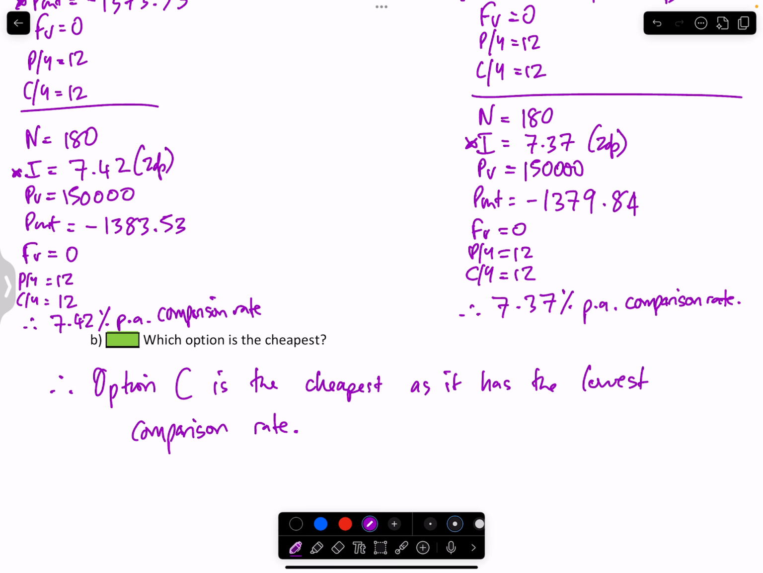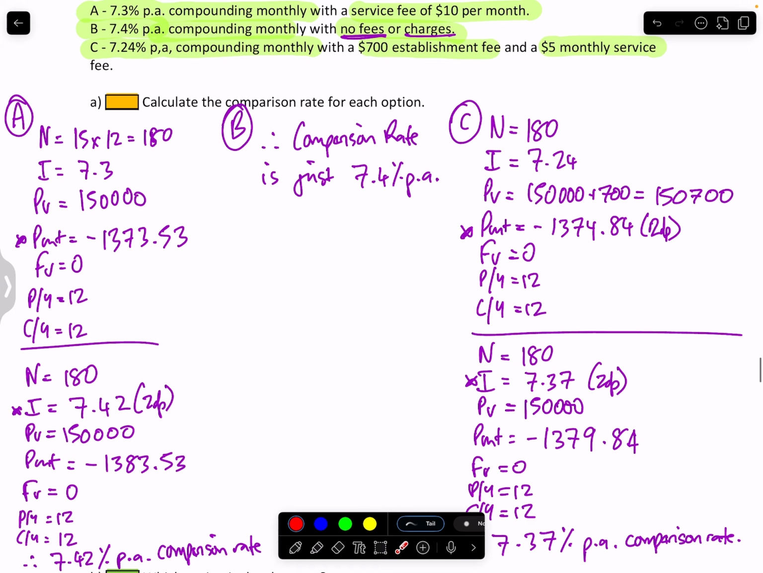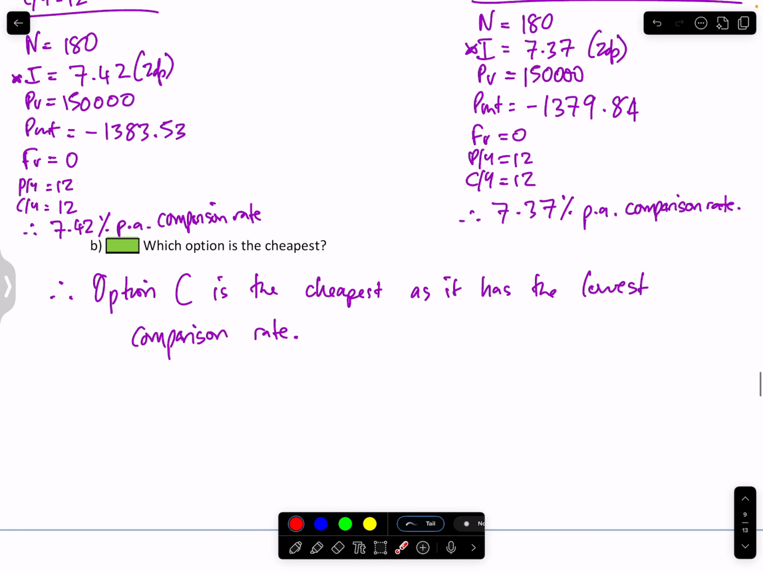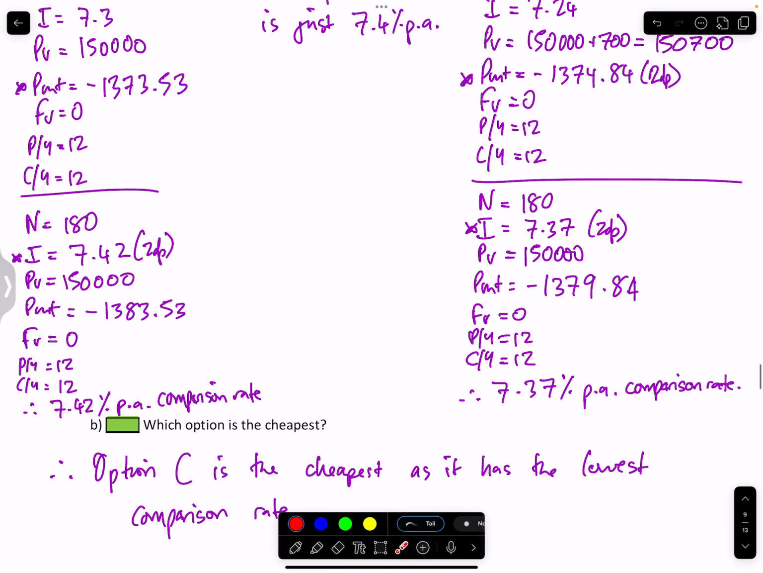So I probably made up this question specifically to try to fool you by, well, there's a $700 establishment fee and $5 on top every month. But even with that, because this rate is so low, it's going to have the lowest comparison rate anyway. So option C is going to be the cheapest. That is a comparison rate question. You should have practiced with 8D.